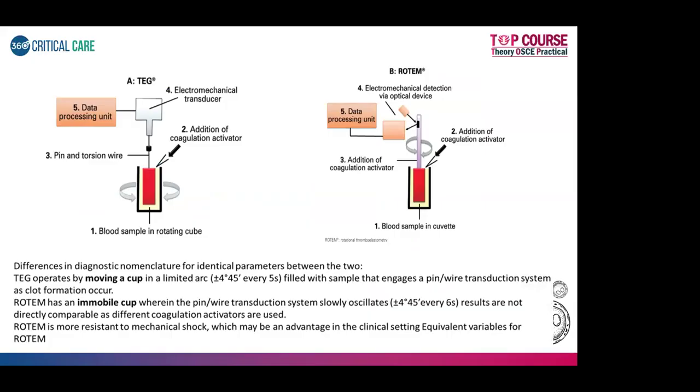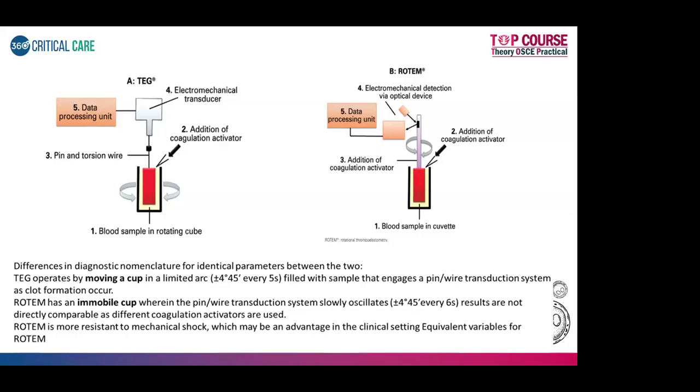Okay. Remember, the cup is rotating in TEG, and in ROTEM, it's the pin. And because the pin is rotating, there is an incident light on the pin, which reflects and sends it to the data processing unit. So that is why it is a rotational thromboelastogram.